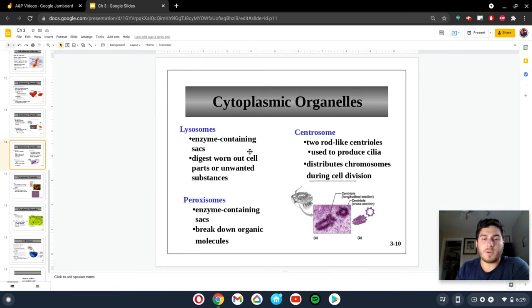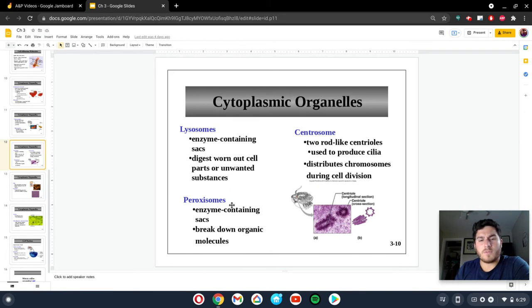Lysosomes are really important. These are enzyme-containing sacs within the cell, and their job is to digest and break down unwanted substances, as well as worn-out parts of the cell. So these are kind of like the recyclers of the cell. So if there's any damaged parts of the cell, we break them down so we can use them for something else. If there's any unwanted substances, we break them down so we can use them for something else.